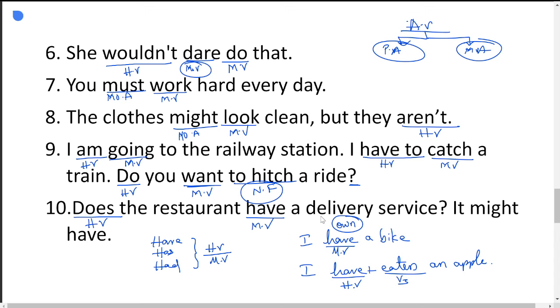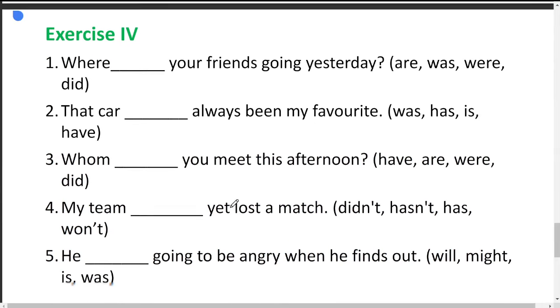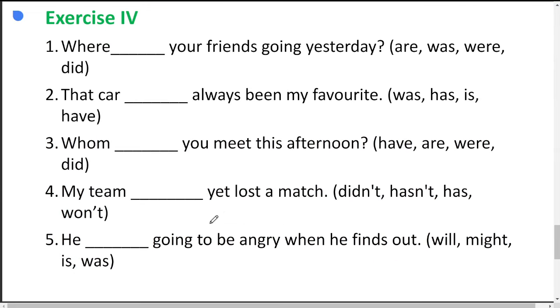Now here does is already a helping verb, here have is the main verb, and there is a continuation sentence. What is that? It might have. Might is again a helping verb here, and have is again the main verb. So have forms are there, do forms are there, all mixed up in this. Next, exercise 4. In this you have fillers, and in these fillers you are left with 4 options each. Let us look at this based on the tense.